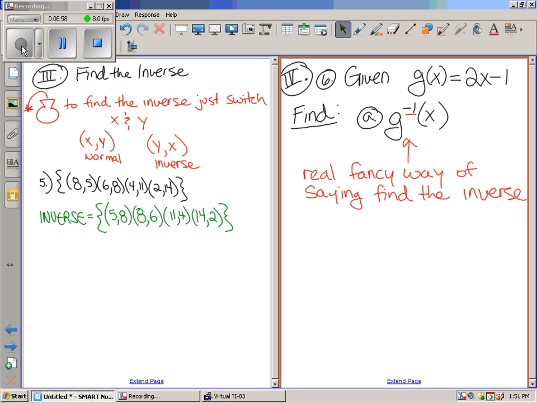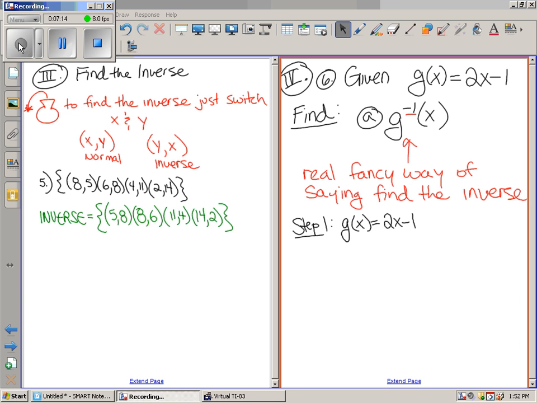So let's go and find the inverse. But how do we do that? There's no y in this particular case. Yeah, g of x is y. And in fact, that is step 1. Step 1 is to take g of x and instead write it as a y. And everything else stays the same. That's step 1, piece of cake.